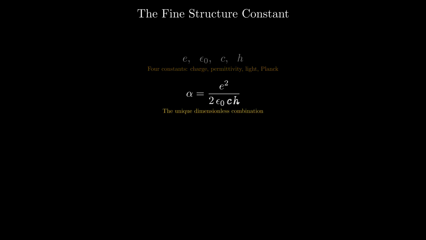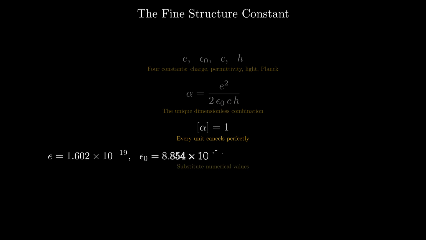Now flip the question. Instead of building a length, let's build a pure number, a quantity with no dimensions at all. We'll use 4 constants: the elementary charge e, the vacuum permittivity epsilon naught, the speed of light c, and Planck's constant h. It turns out there's exactly one dimensionless combination you can make, and it's e squared divided by 2 times epsilon naught times c times h. When you track the units, every single one cancels perfectly, leaving a bare number behind.